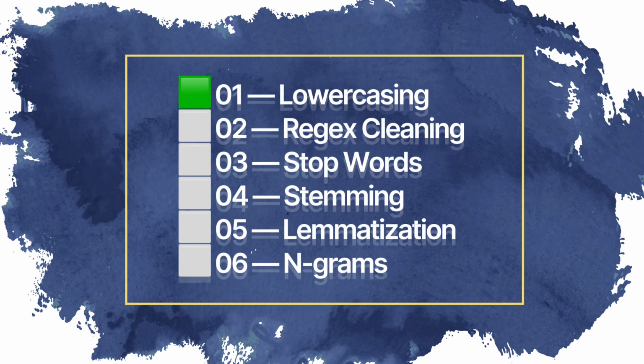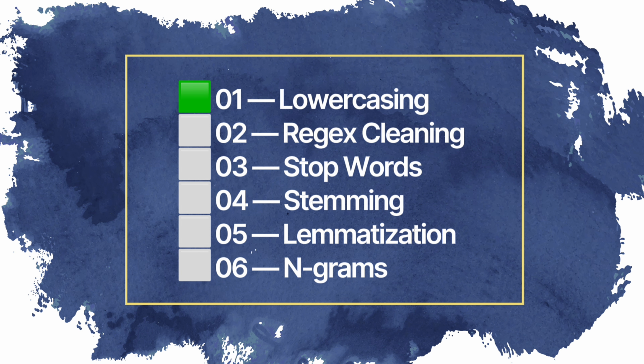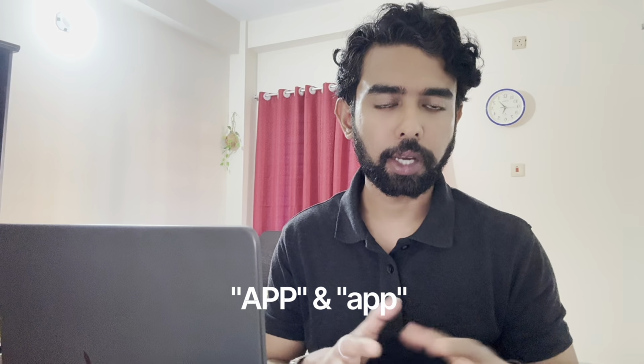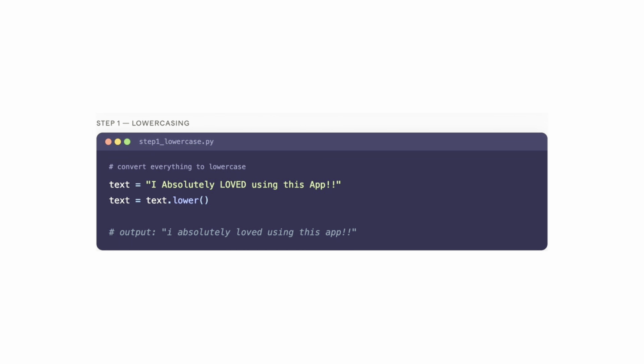Okay, so lowercasing, the first step. It's the simplest one. Our sentence has mixed cases. To a computer, uppercase App and lowercase app are two completely different words. That's a problem, so we have to fix it immediately. We'll convert everything to lowercase. It's just one line of Python, text.lower(). So now our review has the same words, but all lowercase. That means the computer is no longer confused.